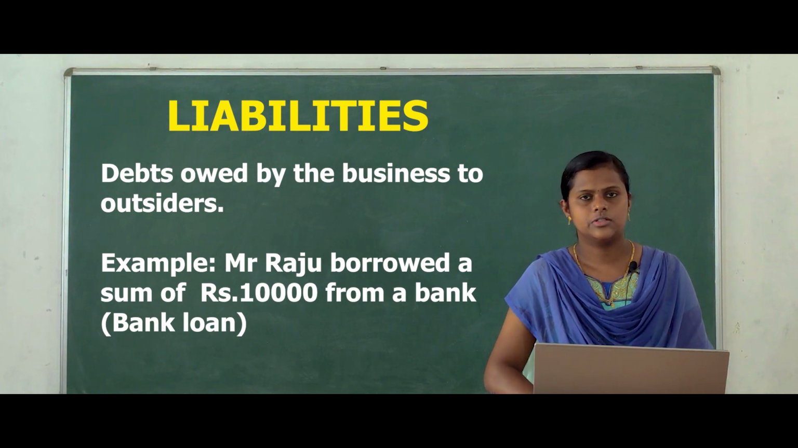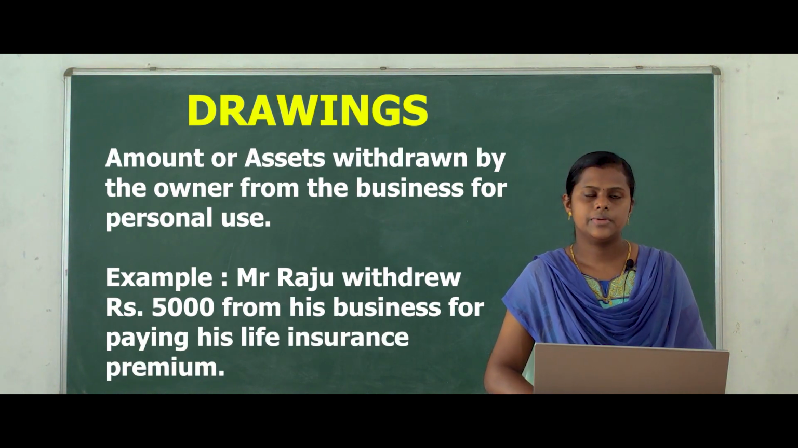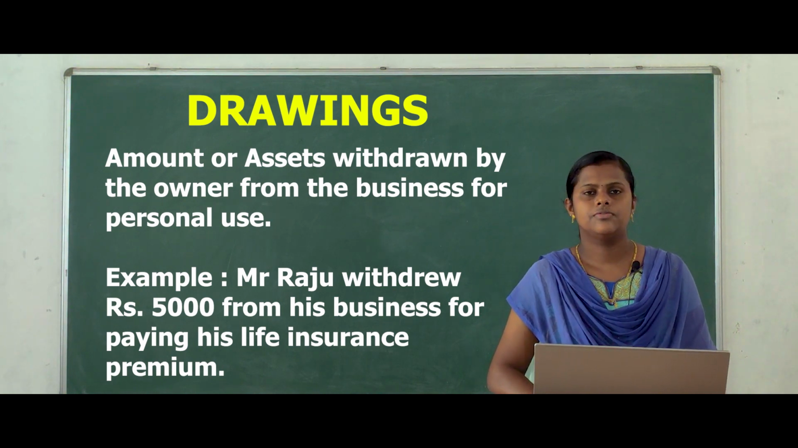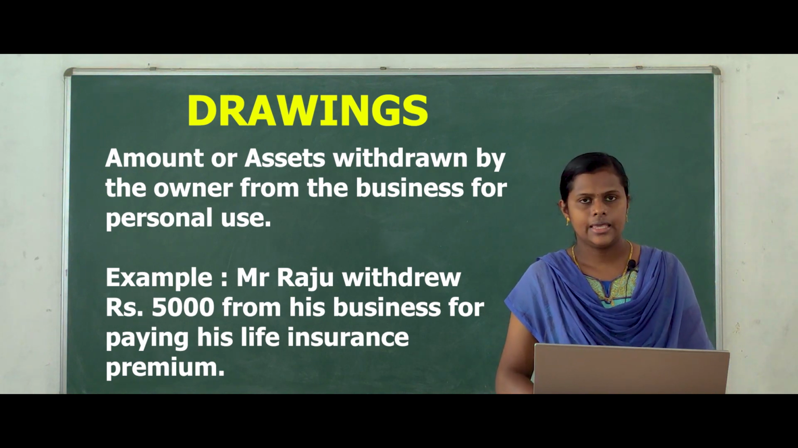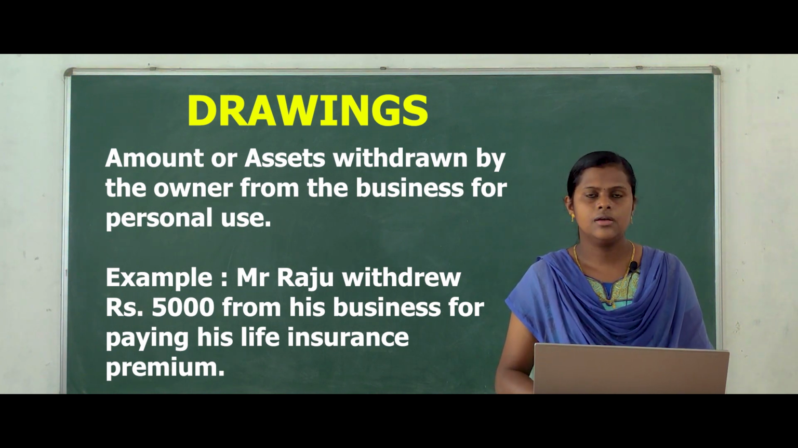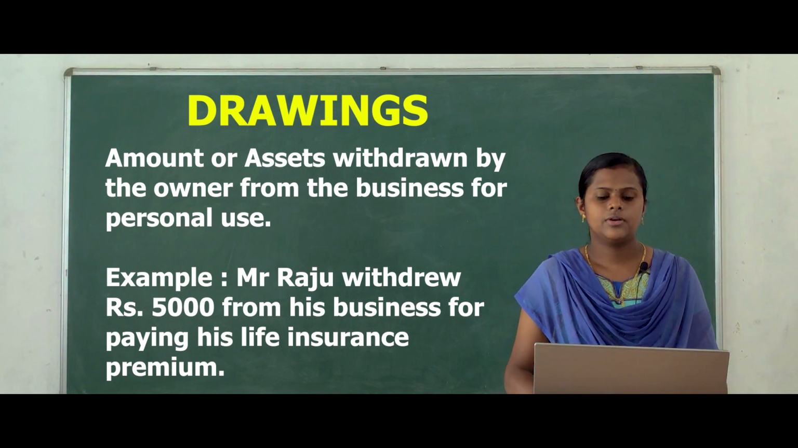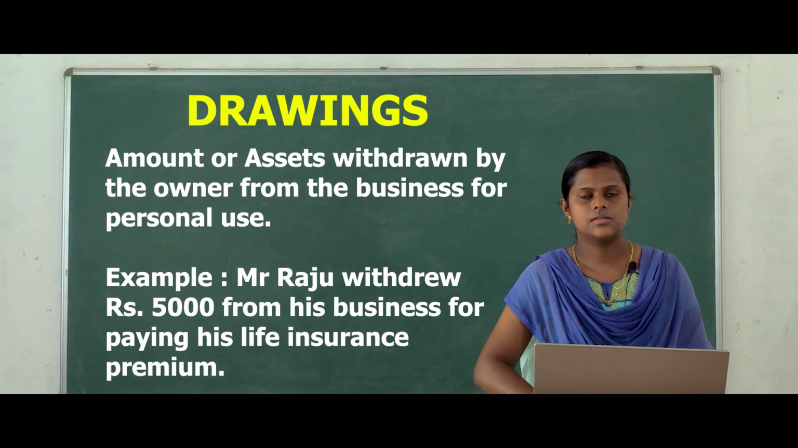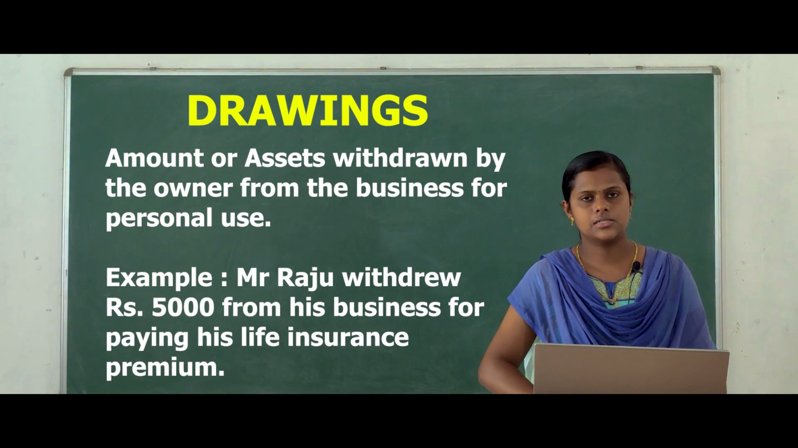Next term, drawings. Drawings means the amount or assets withdrawn by the owner from the business for personal use. Here, drawings can be in two forms, that is in the form of cash and in the form of assets. So, drawings are cash or assets withdrawn from the business by the owner for his personal use, not for business purpose. For example, Mr. Raju withdrew rupees 5,000 from his business for paying his life insurance premium.